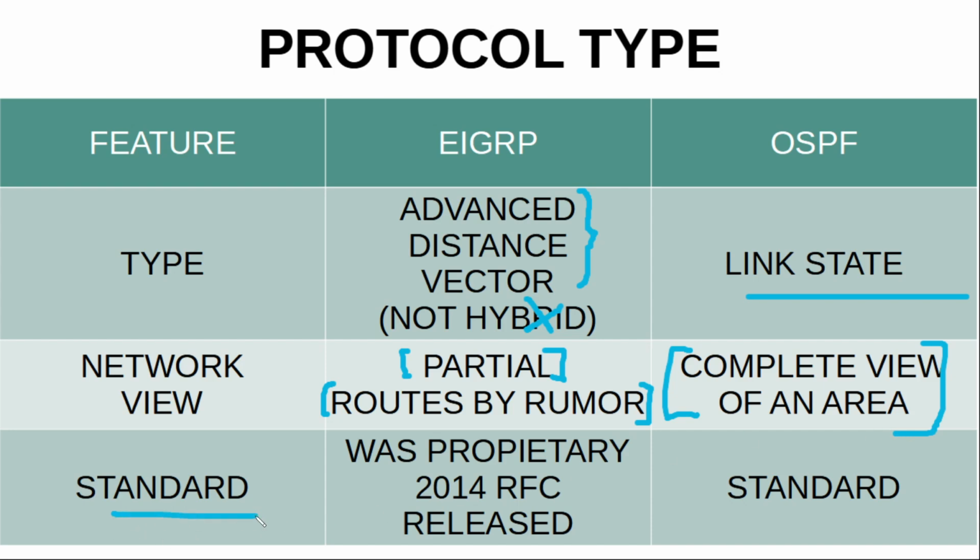When it comes to standard, defining whether these protocols are standard or not, EIGRP was born proprietary. However, later on, around 2013 or 2014, Cisco released an RFC for EIGRP, so any vendor can go read the standard and release its own version of EIGRP. However, nobody has done that, so EIGRP is still a Cisco thing. OSPF is and has always been a standard.